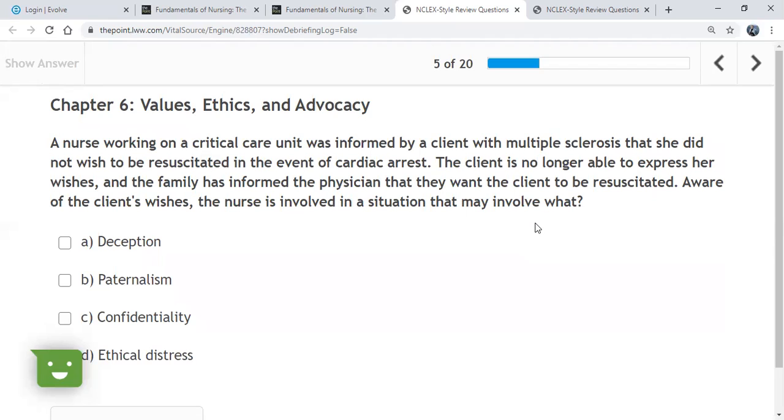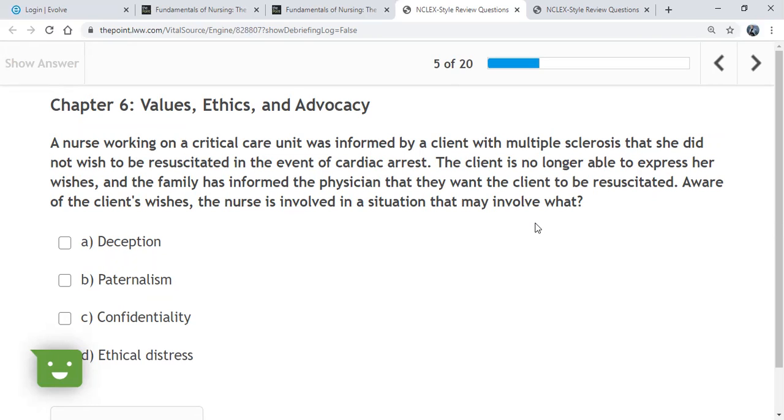A nurse working on a critical care unit was informed by a client with multiple sclerosis that she did not wish to be resuscitated in the event of cardiac arrest. The client is no longer able to express her wishes, and the family has informed the physician that they want the client to be resuscitated. Aware of the client's wishes, the nurse is involved in a situation that may involve what? D. D as in dog? Yes. Okay. Ethical. Yes.